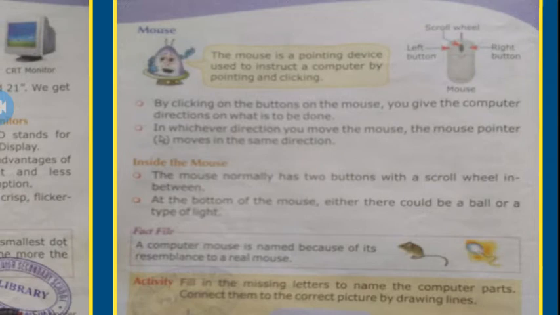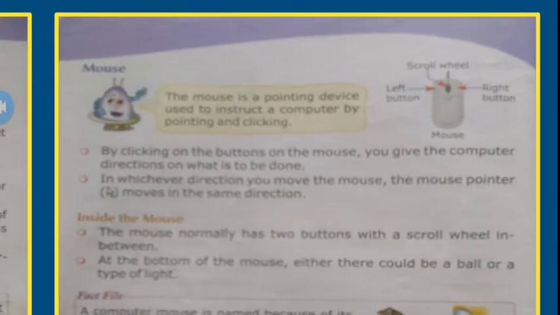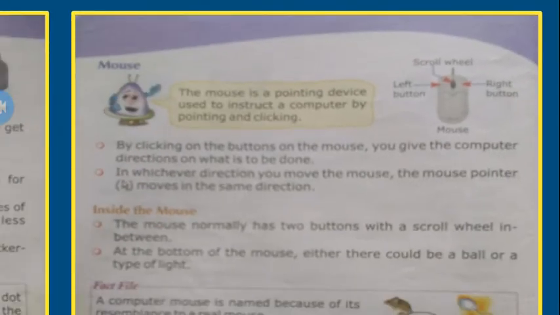Now I am going to discuss about the mouse. The mouse is a pointing device used to instruct a computer by pointing and clicking. There are some buttons on a mouse: left button, right button and scroll wheel. We can say scroll button also. So there are three buttons: left button, right button and scroll wheel. By clicking on the buttons on the mouse, you give the computer direction on what to be done.